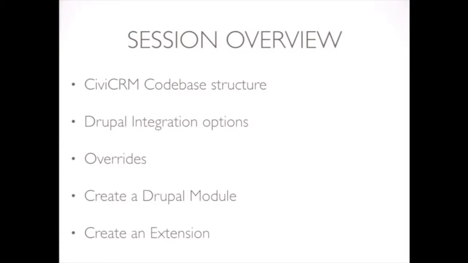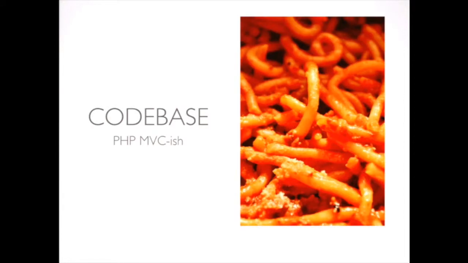So we're going to look at three ways we can customize it within a Drupal context and also in a Civi context. The three main ways we'll look at are overrides, creating a Drupal module, and then creating a CiviCRM extension. And a lot of the principles are the same. So, first up, its code base.